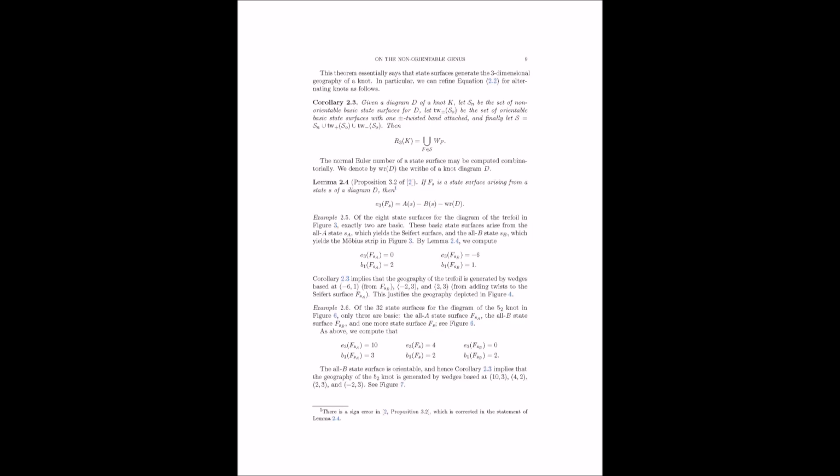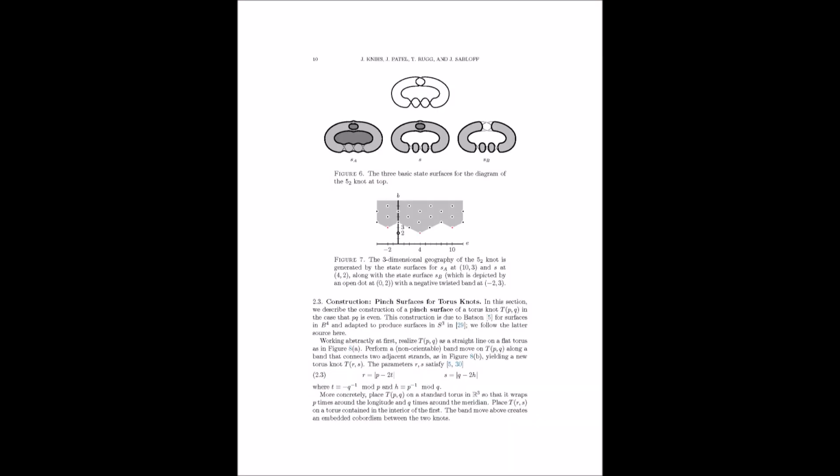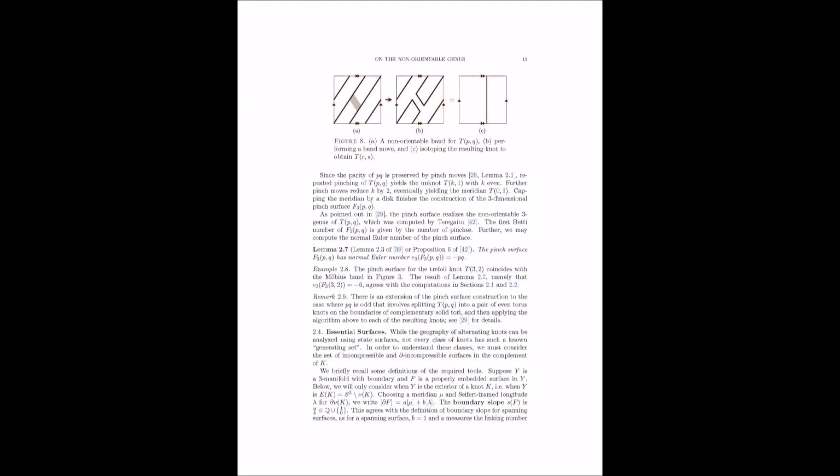This is an incredibly powerful computational tool. It means we don't have to go hunting for mysterious surfaces out in the void. We can just look at a diagram of the knot, generate all the surfaces that come from choosing A or B at each crossing, and those surfaces, plus the twisted bands we can add, will cover the entire geography grid. It reduces a deep topological problem to a combinatorial one. And they provide a formula for the Euler number of these state surfaces in Lemma 2.4.